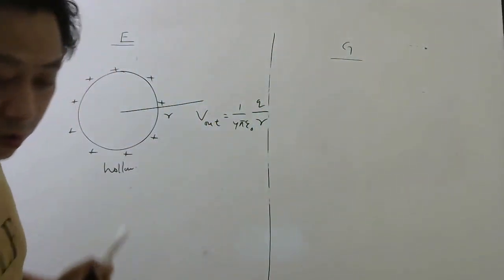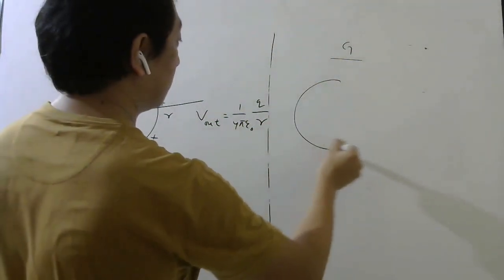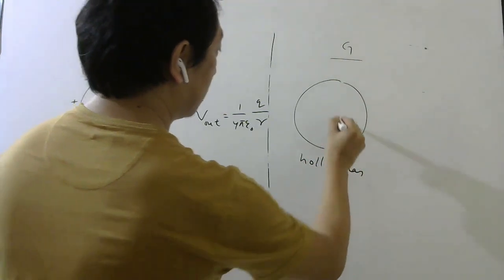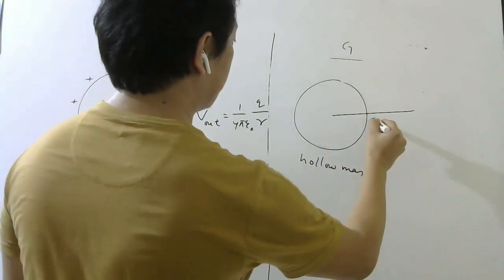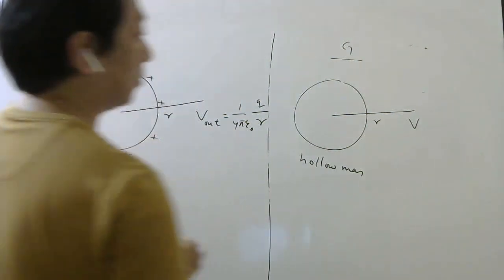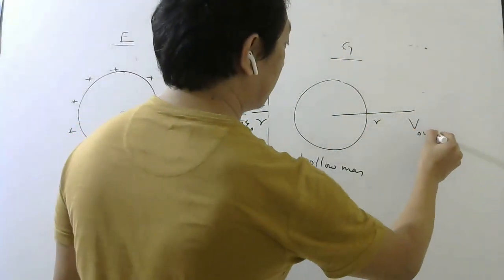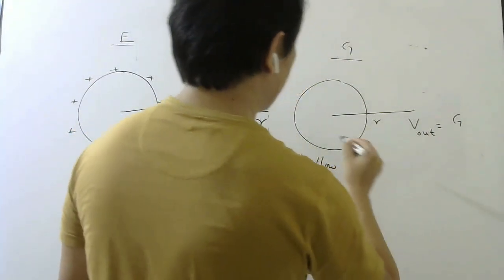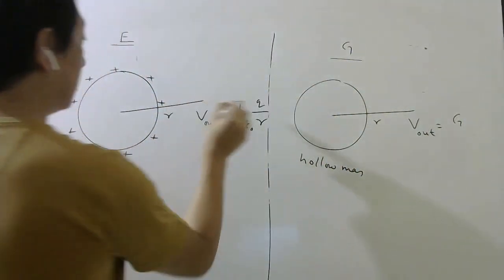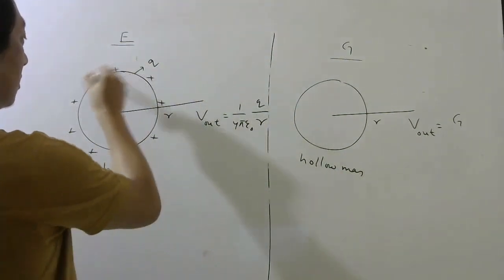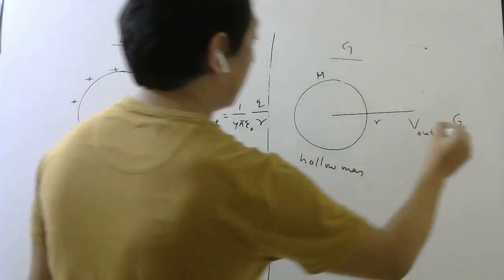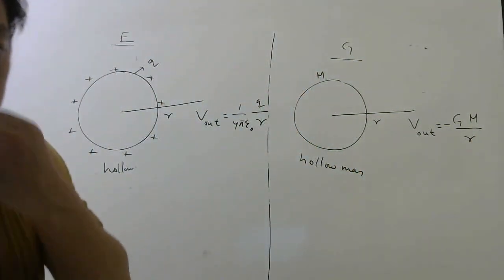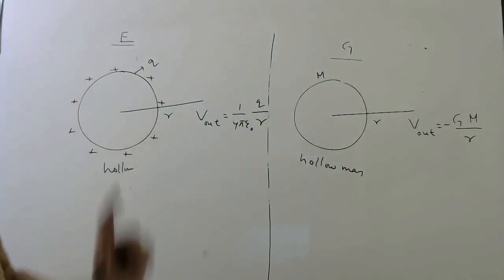So if you have a hollow mass, then at some distance r, your gravitational potential outside is 1 by 4 pi epsilon naught q by r, and this q belongs to the total charge on the shell. Here the total mass is m, let's say, so minus G m by r. Outside, it is the same as due to a point charge; the formula is the same.